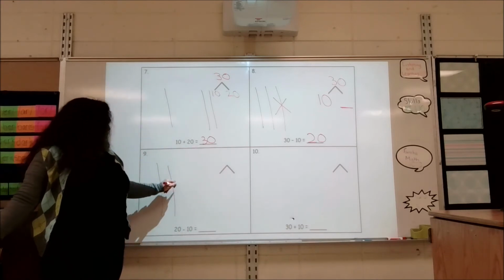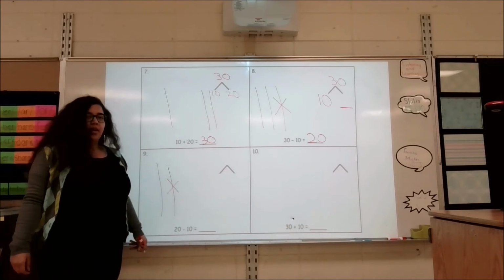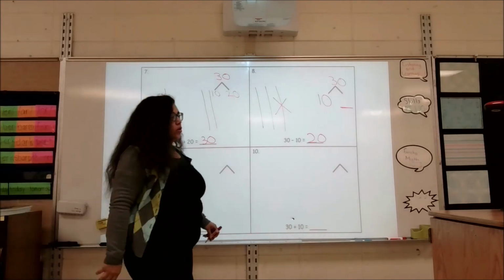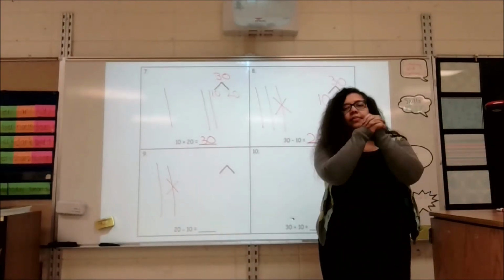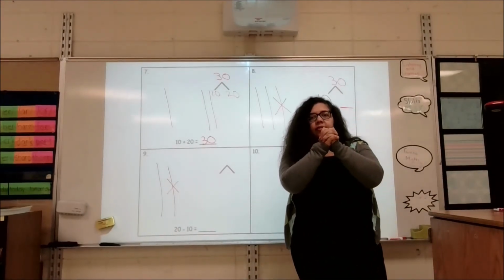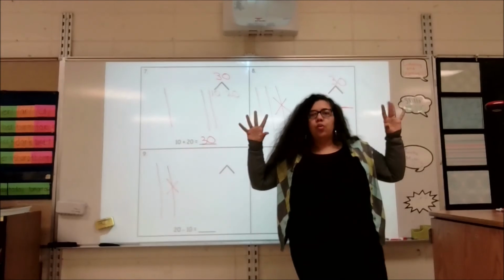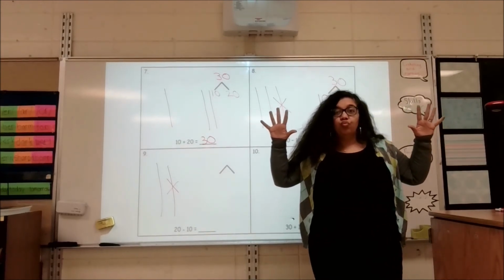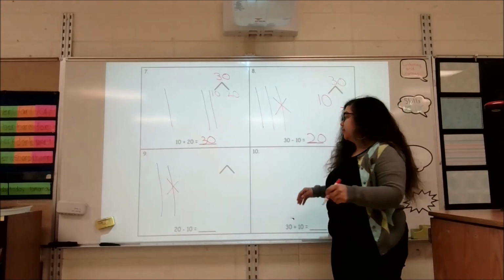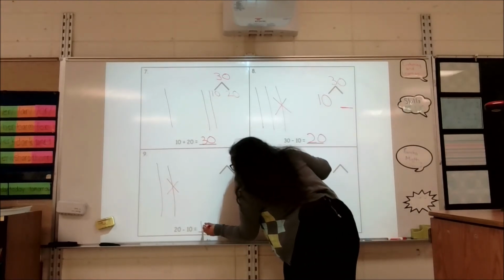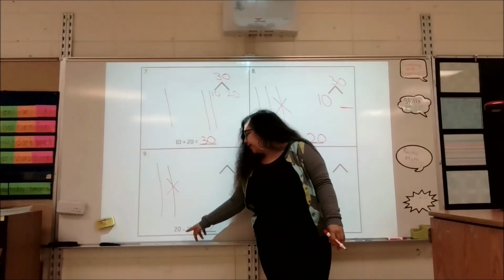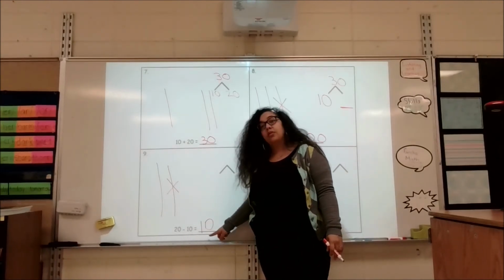1 10 leaves us with 1 10. What is 1 10? Show me 10. Take it apart. What is the value of 1 10? It is 10. The value of 1 10 is 10. Thank you. It's 10. So let's read this sentence again. 20 minus 10 is equal to 10.